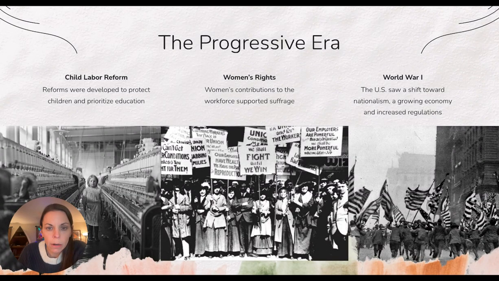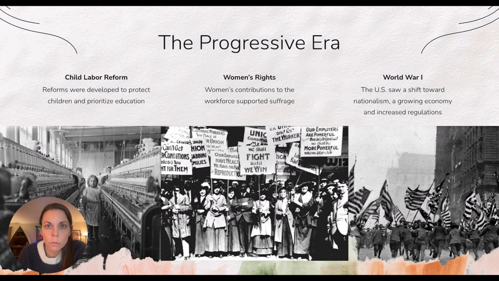The Progressive Era was marked by many changes and many events. One being World War One, when the United States entered World War One in 1917. That was the beginning of a growing economy, a more nationalistic value approach, and also increased regulations from the government. An example of those regulations would be child labor reform and child labor laws.